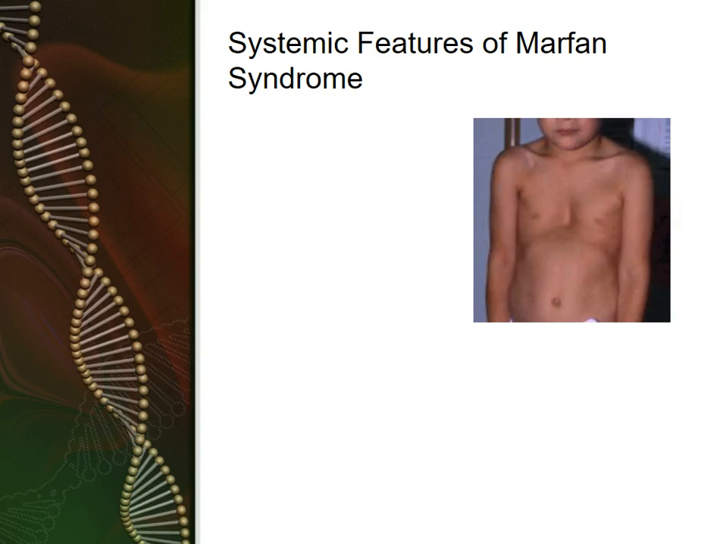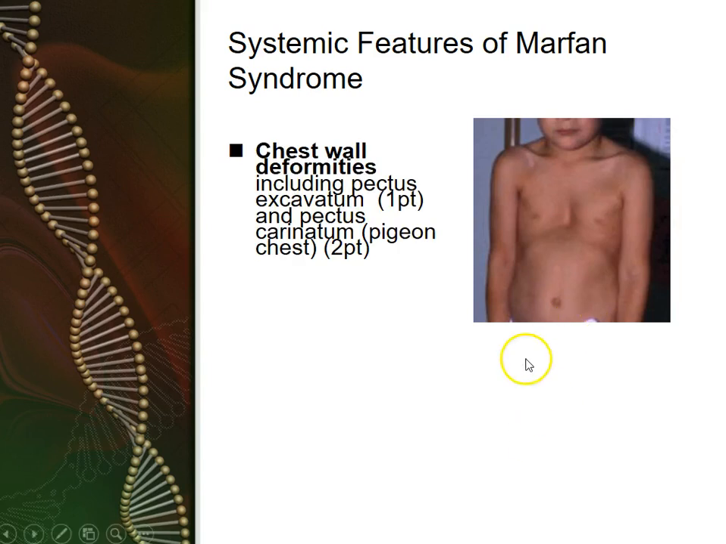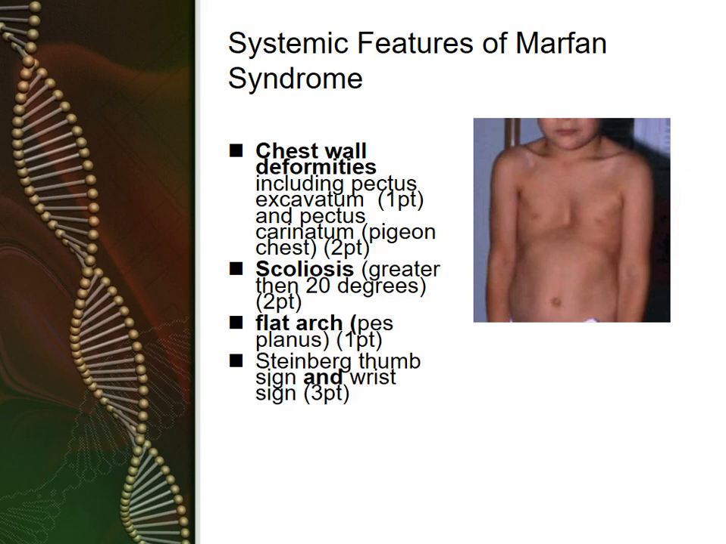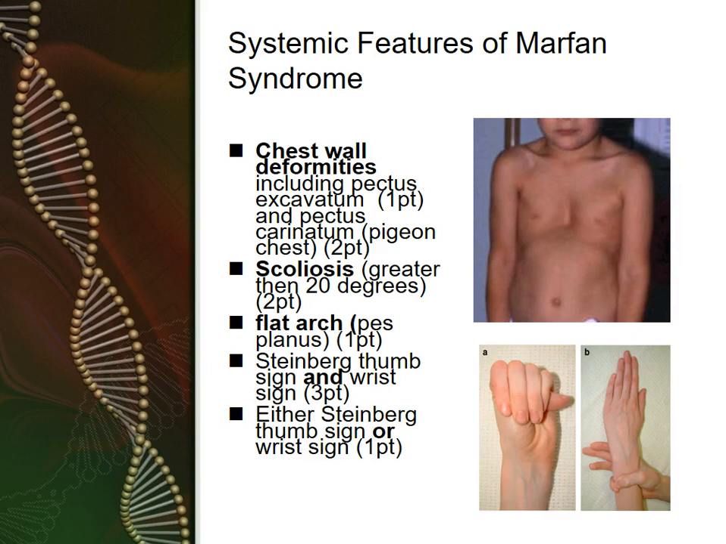So systemic features include a chest wall deformity. Here we have a pectus excavatum. You actually get a point for that. If it's an outgoing chest, it's called a pectus carinatum, or pigeon chest, you get 2 points. Scoliosis greater than 20 degrees, you get 2 points. Flat feet, you get a point. Being able to do both of these components.